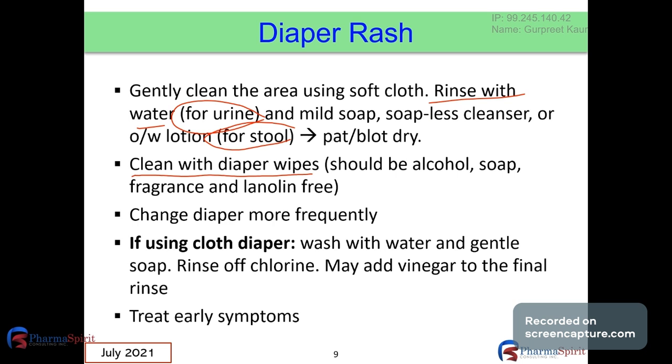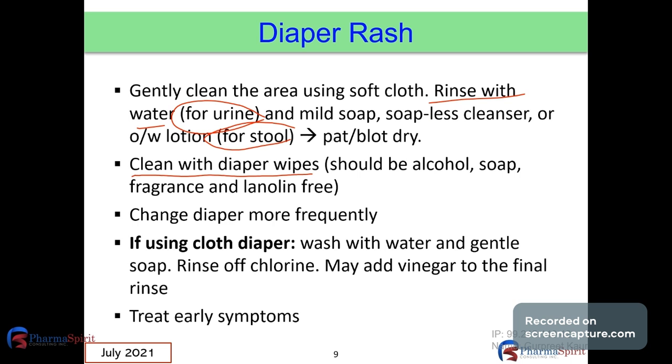So now, which one is the best? Is the best to clean the area and wash the area with soft cloth, or to clean the area with diaper wipes? Actually, wipes are superior to washing the area with soap and soft cloth. Why the wipes are superior? Because the wipes are associated with less erythema, less dryness, and less skin roughness. Just we need to make sure when we use the wipes that we use them on intact skin, so we don't use the wipes on broken skin.